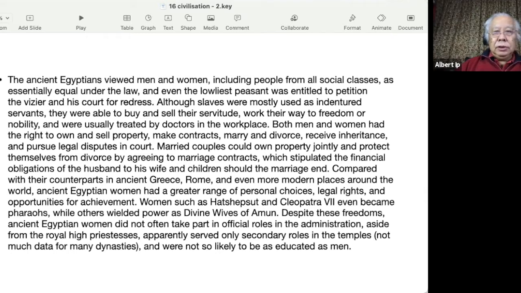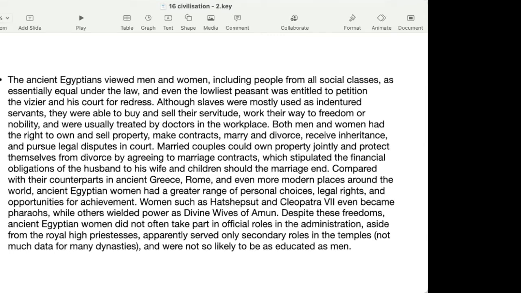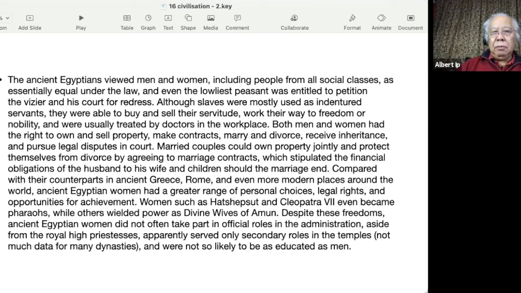Married couples could own property jointly and protect themselves from divorce by agreeing to marriage contracts, which stipulate the financial obligations of the husband to his wife and children should the marriage end. Compared with their counterparts in ancient Greece, Rome, and even more modern places around the world, ancient Egyptian women had a greater range of personal choices, legal rights, and opportunities for achievement.